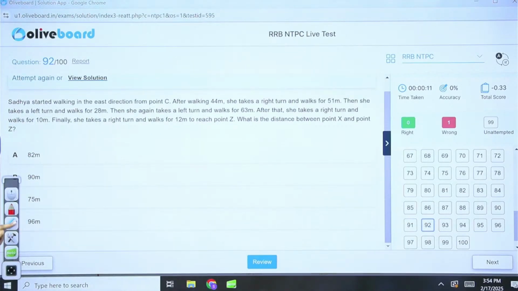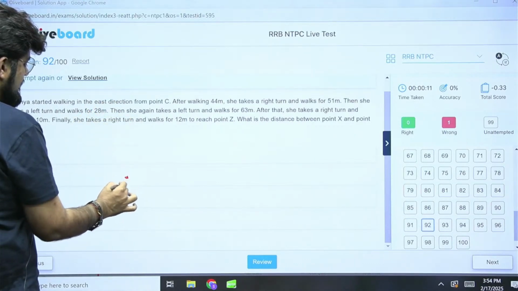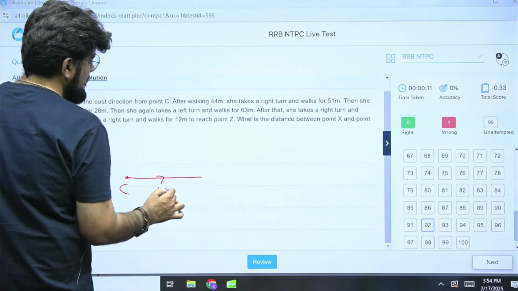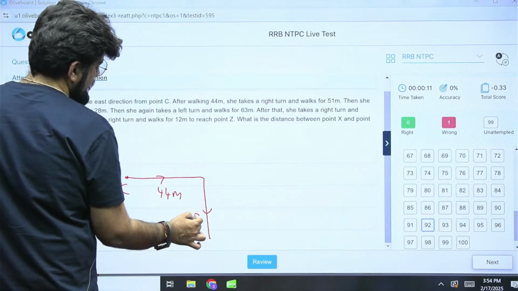Direction based question. Just quickly let's solve this. Sandhya started walking in the east direction from point C. So we have a point C. Sandhya started to walk in the east and she has walked 44 meters, right? Now she takes a right turn and walks for 51 meters. So she goes right and walks 51 meters.